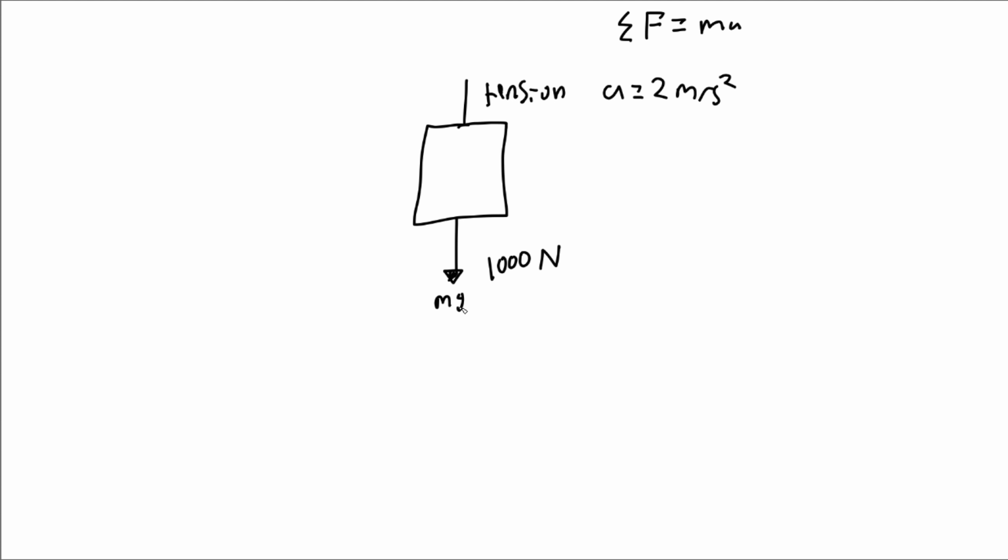So remember, gravity is mass times gravity, which is 9.8. Since we already have the gravity, we can rearrange the equation to be mg divided by g, 9.8, is equal to m. So 1,000 divided by 9.8 is 102 kilograms. And we're going to plug in all these numbers in order to find the value for tension.